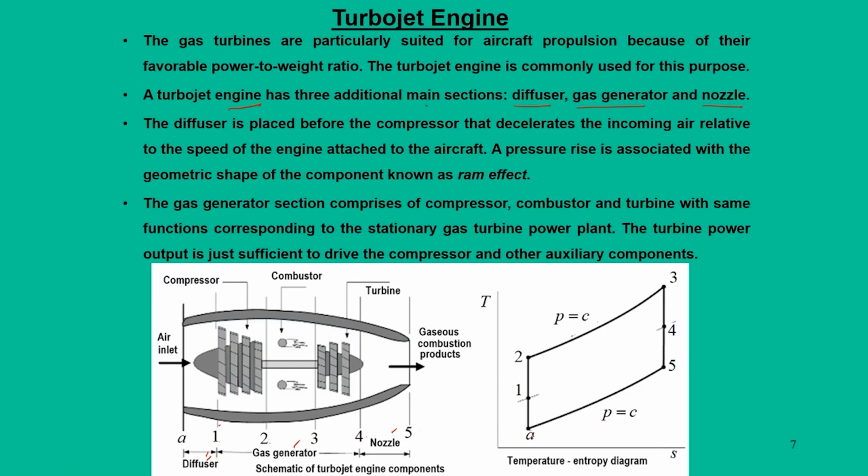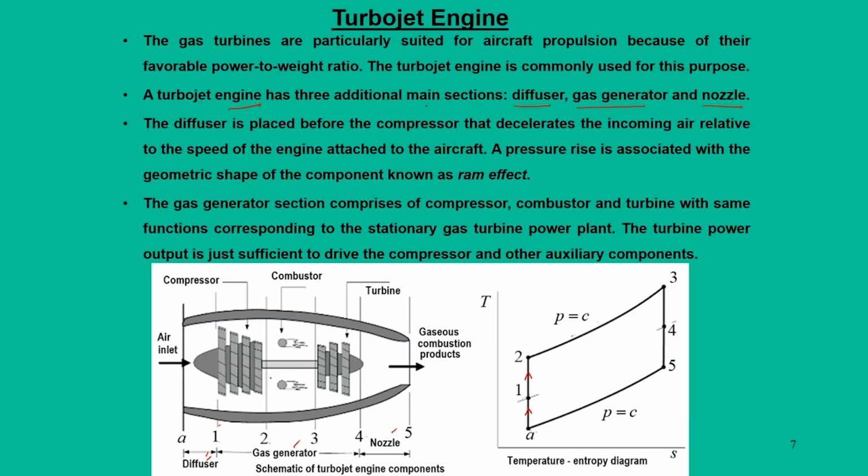So, the first process, A to 1, is the process in the diffuser, in which we can see a rise in temperature and also a rise in pressure from PA to P1, but a drop in the velocity. And 1 to 2 is the compression process. So, it goes in this manner, and ideally we can see the entire process to be isentropic, both in the diffuser as well as in the compressor.